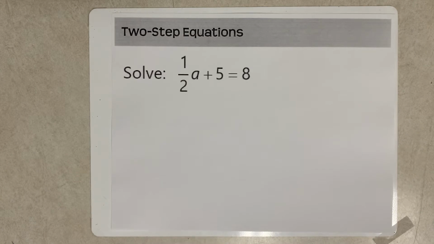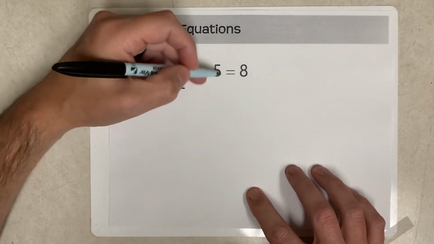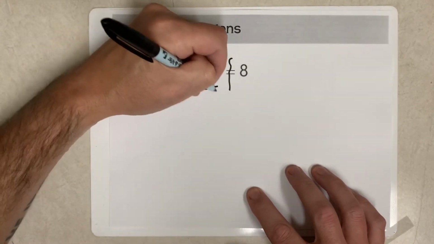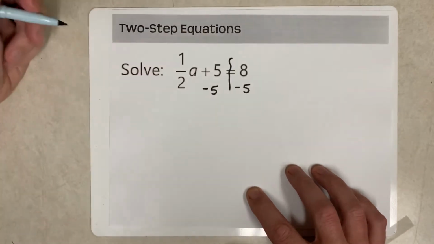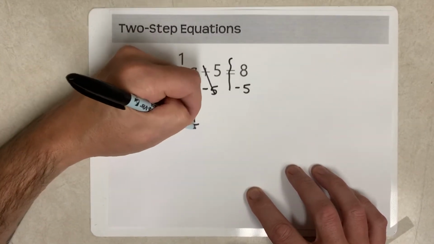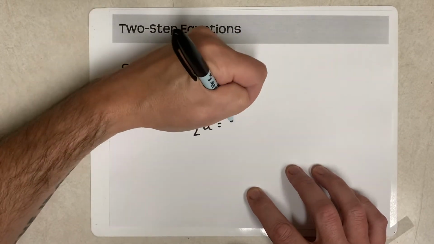All right, so we got some fractions going on. We have to know how to handle those. This one, again, get rid of the constant first. Don't let the fraction bother you. Started out nicely. Subtract 5 on both sides, gone. Bring down my 1/2 a is equal to 8 take away 5 is 3.